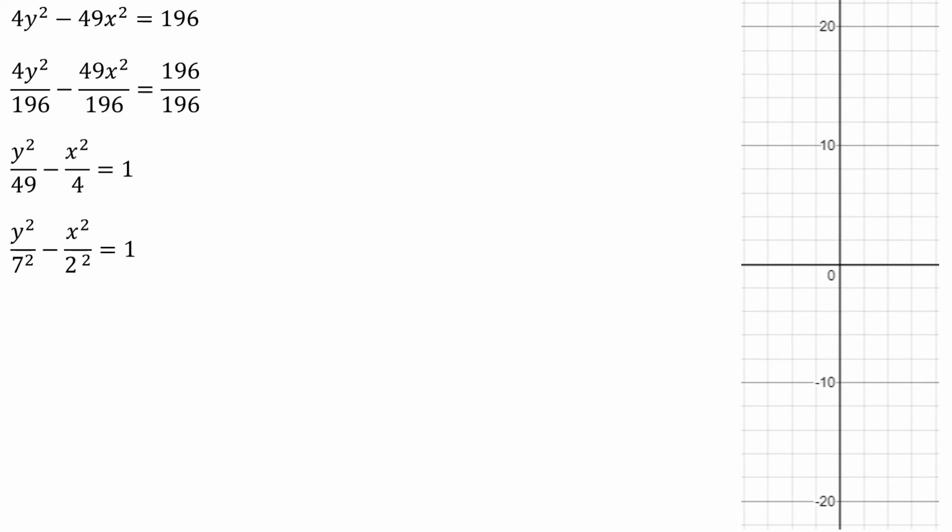4 is 2 squared. And so for the vertices, I'm like, okay, well, this time the vertices would be going up and down because the y squared is positive. Right? When the x squared is positive, the vertices are left and right. When the y squared is positive, then I've got to go up and down. So one vertex will be at 0, 7. The other vertex will be at 0, -7.